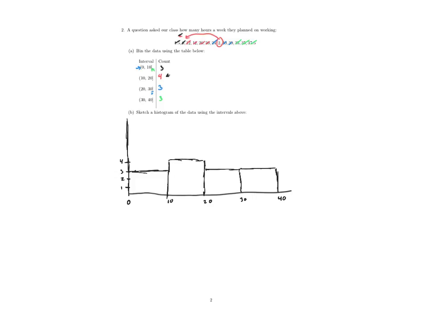A final way of displaying the heights of these bars, in case I don't want to include that vertical axis, let's say I go ahead and get rid of it. Well, if I don't have the vertical axis, I can also put the counts on the top. So I can say this is 3, 4, 3, and 3.